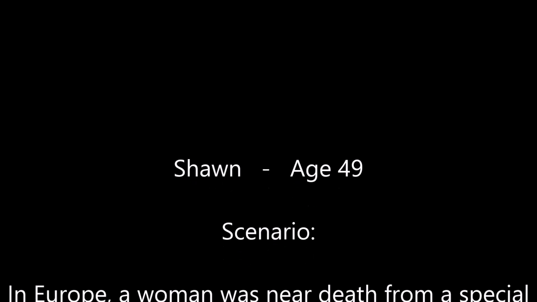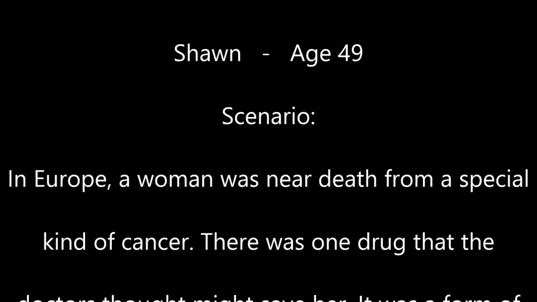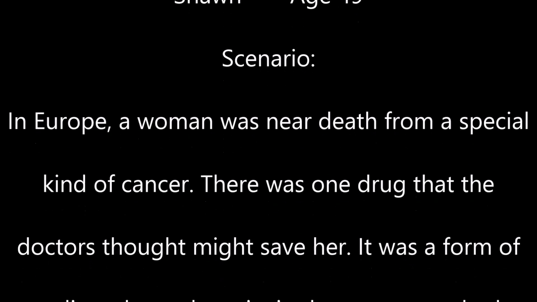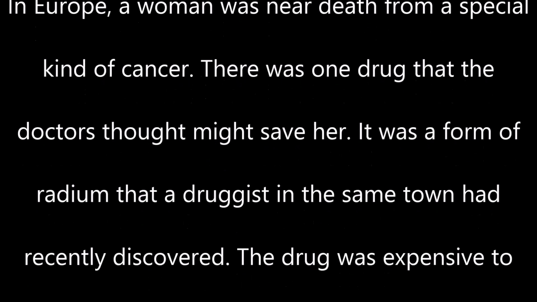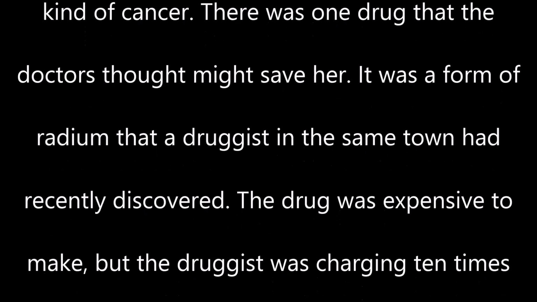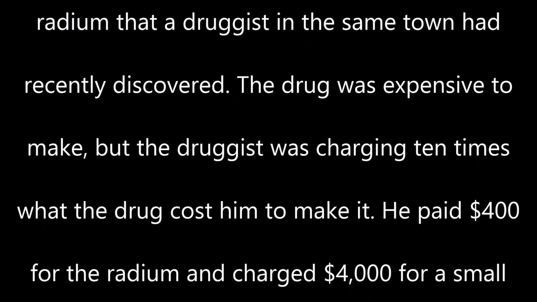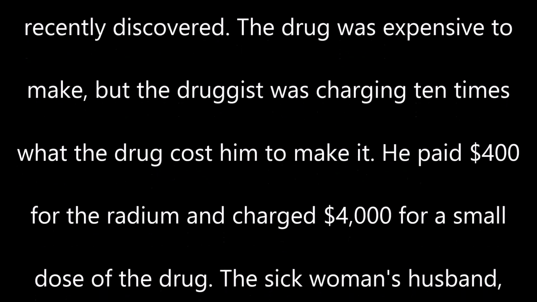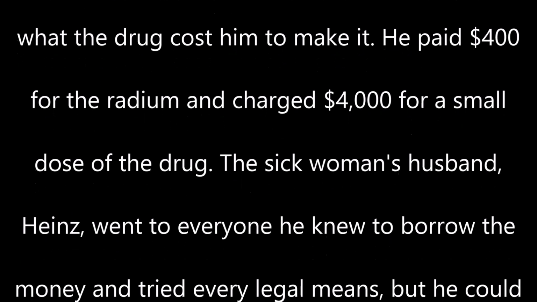Sean, age 49. Scenario. In Europe, a woman was near death from a special kind of cancer. There was one drug that the doctors thought might save her. It was a form of radium that a druggist in the same town had recently discovered. The drug was expensive to make, but the druggist was charging 10 times what the drug cost him to make it. He paid $400 for the radium and charged $4,000 for a small dose of the drug.